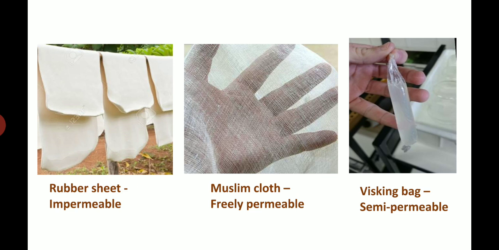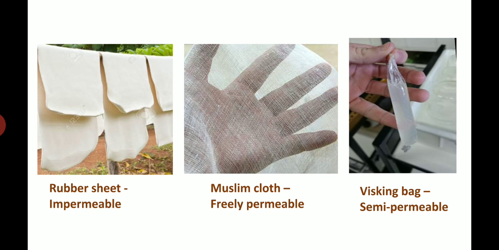It will not allow the water molecules from the beaker to cross over to the other side. So there will be no increase in the level of sugar solution inside the thistle funnel, because no water will be able to move inside the thistle funnel. As the rubber sheet is impermeable, it will not allow it. There will be no change in the level of sugar solution inside the thistle funnel, because impermeable means it will not allow any water molecules from the beaker to cross over to the other side.